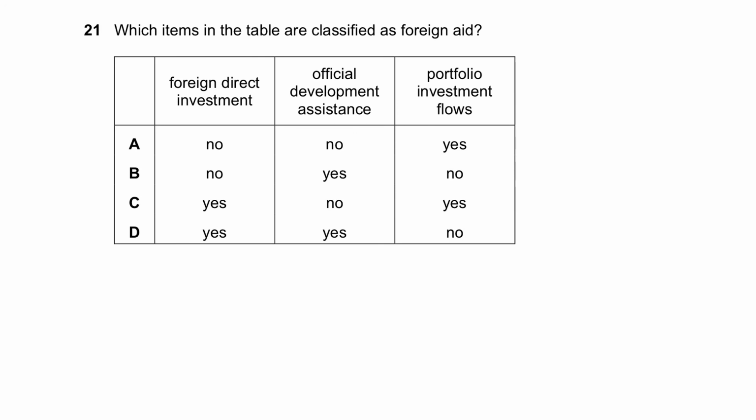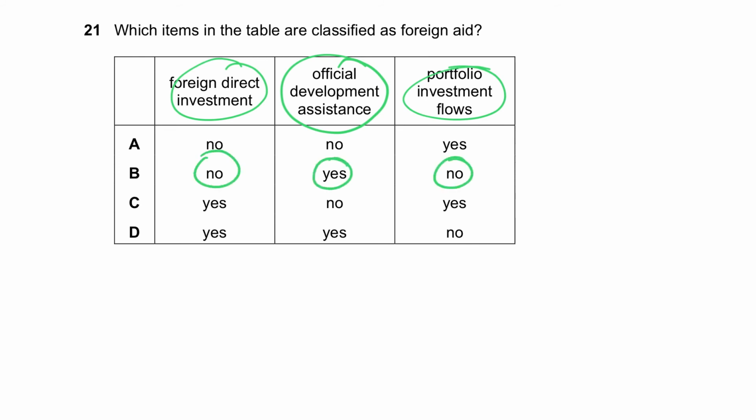In question number 21, they say which items in the table are classified as foreign aid. Well, foreign direct investment and portfolio investments are not aid, but official development assistance is aid. So I'm going to have a yes here and a no here. So the right answer will be B in this case. Remember, foreign direct investment and portfolio investments are basically investments, while aid is where we are looking at development happening. Although investments can result in development, that's not the purpose of investment. The purpose of investment is to make profits.